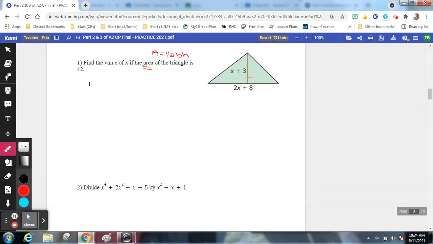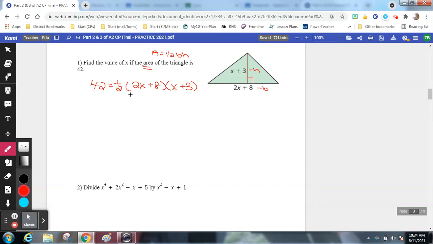So the area is 42. So that's going to go where A was. Then I have 1/2. Here's my base, and here's my height. So base is 2x plus 8, and the height is x plus 3. Now, you have to solve this for x. You can do this a bunch of different ways.